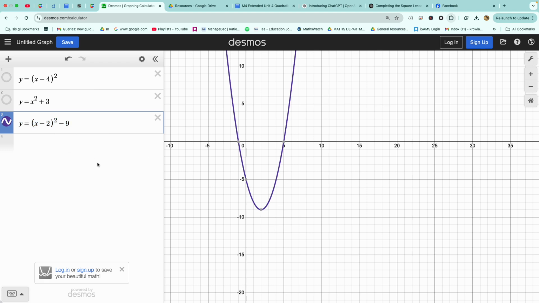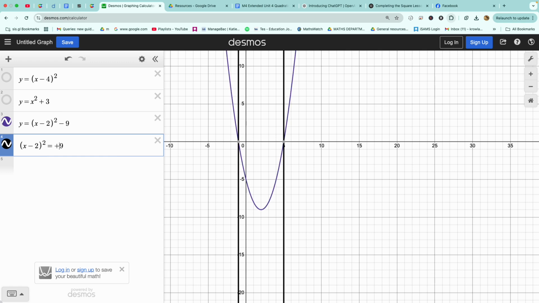Then another thing we learned how to do was how to rearrange this equation to find the x-intercepts. Now, the x-intercepts are also called zeros. So what we did is we started rearranging the equation. For example, we moved the minus 9 onto the other side of the equation, or we added 9 to both sides, so x minus 2 squared is 9.